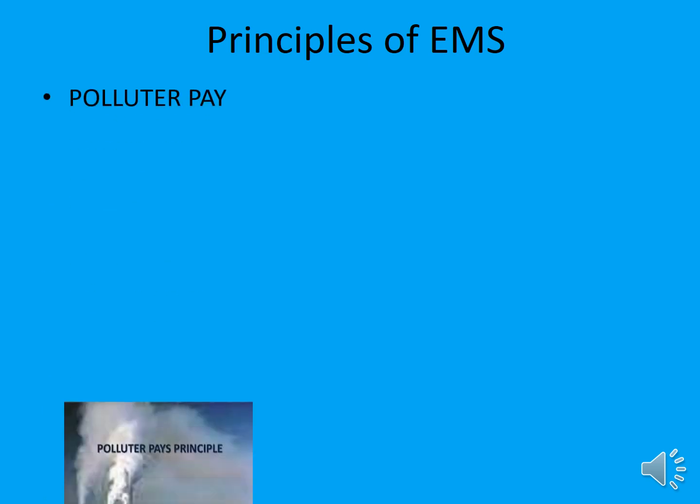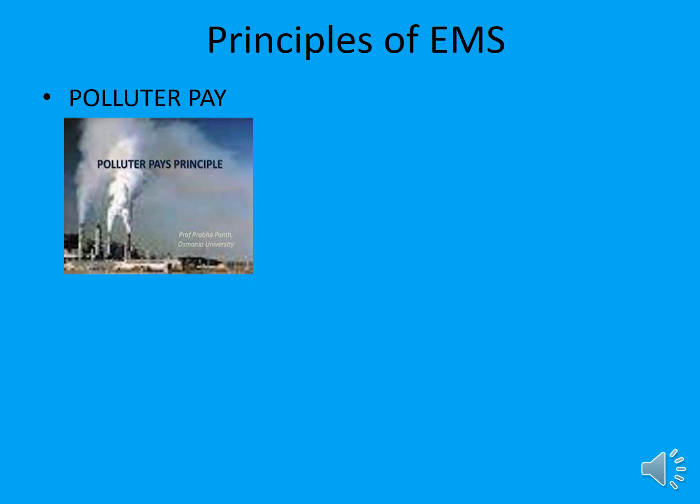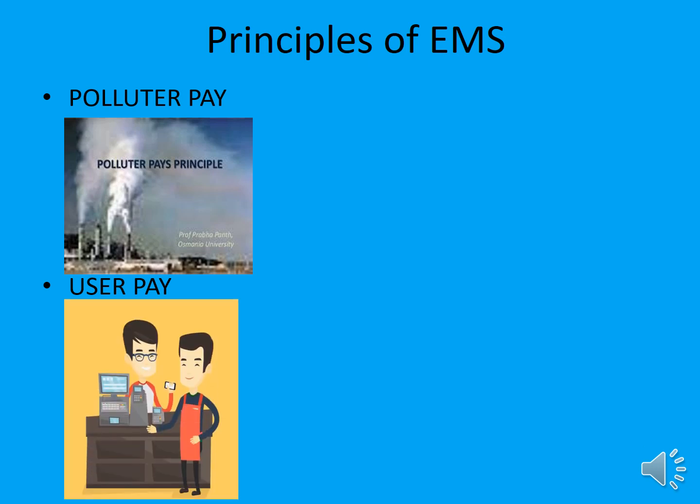There are 7 very important principles of EMS. First is the polluter pays principle. It suggests that the polluter would pay the cost relevant to the environmental damage caused by him. Second principle is the user pays principle. It states that all resource users should pay for the full long run marginal cost of the use of the resource and relative services. That means that customers should pay for environmental damages caused by the product they bought.